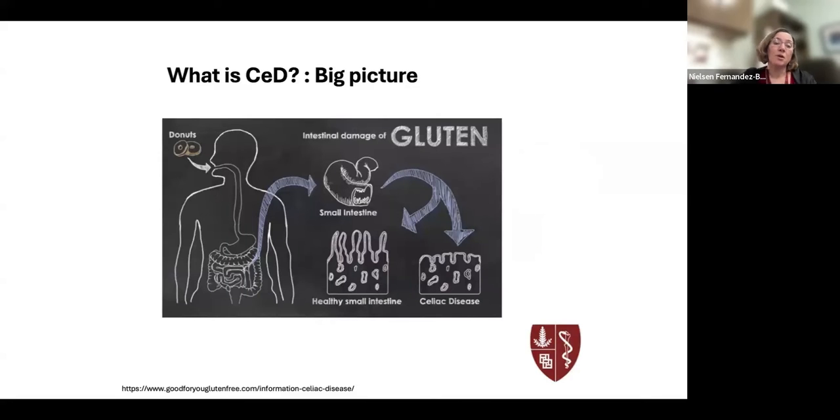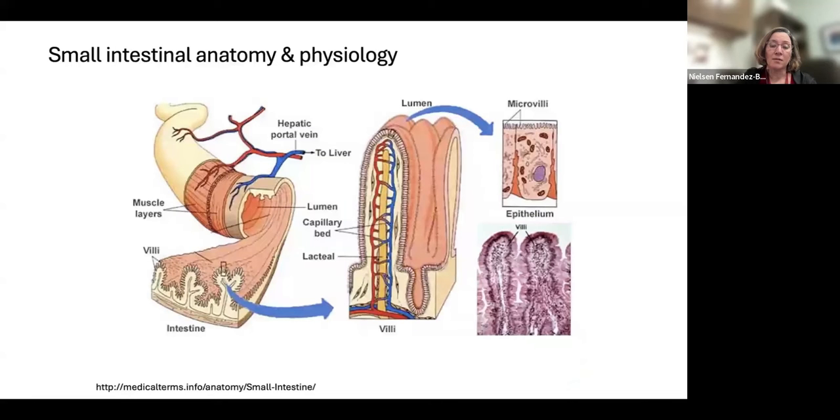So let's look at the big picture. What we have here is a dietary protein that's represented by donuts, is ingested, and this results in intestinal damage. In the small intestine, the lining is organized in small finger-like projections that are called villi, and these get destroyed in celiac disease. And we'll talk a little bit more about how this happens.